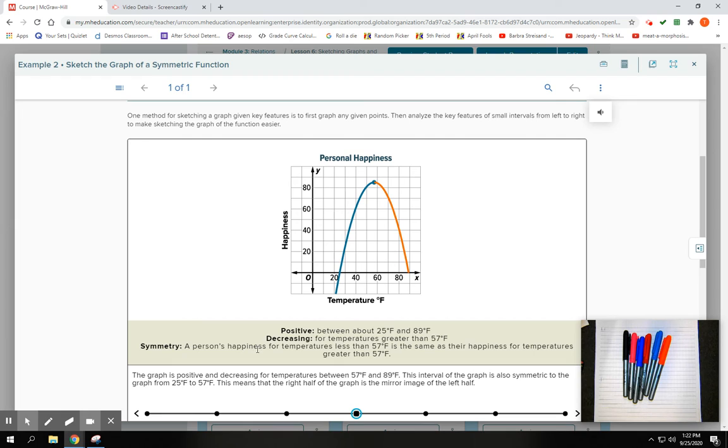And the symmetry of a person's happiness for temperature less than 57 is the same as their happiness for temperatures greater than 57, so we know that it has to mirror that. The graph is positive and decreasing for temperatures between 57 and 89. This interval of the graph is also symmetric to the graph from 25 to 57. This means that the right half of the graph is a mirror image of the left half.